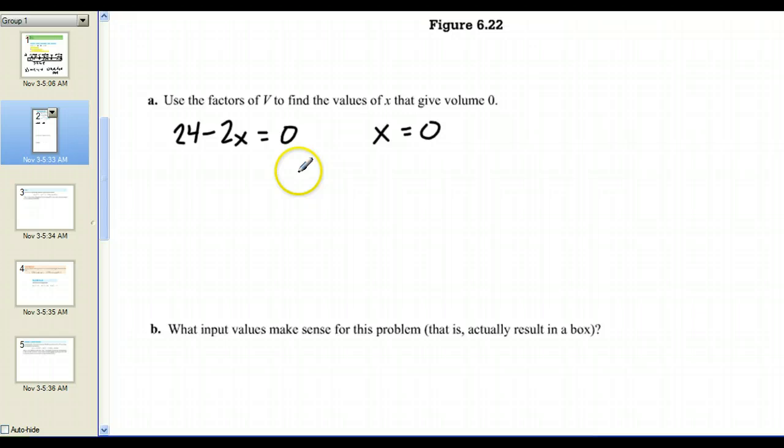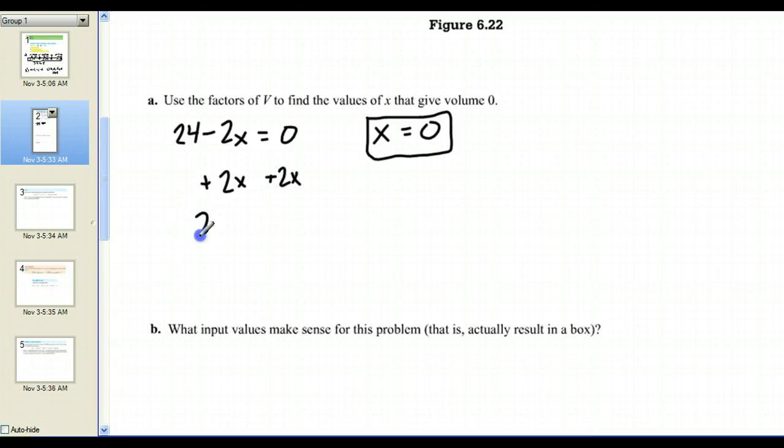Alright, well, if this one's equal to 0, then we're done. There's one possibility. If this one equals 0, then we add 2x to both sides, and we get 24 is equal to 2x. Divide both sides by 2, and we get x is equal to 12 inches.